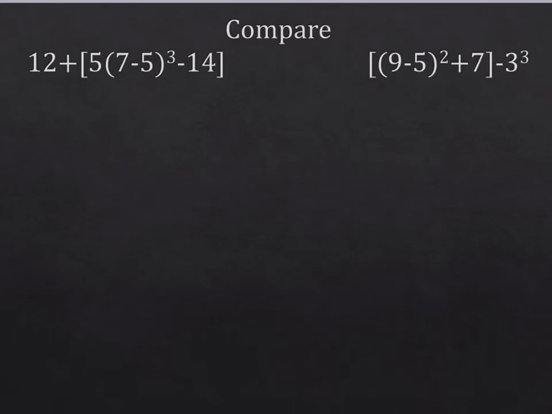So let's compare these. Remember, comparing means I'm going to use a greater than sign, a less than sign, or an equal to sign. Exponents, we have some exponents here, exponents there. So this has a little bit of everything. So let's do this left side first. So 12 plus 5, you can see I have a symbol of inclusion there, but I have an inside one. That is 2 cubed minus 14.